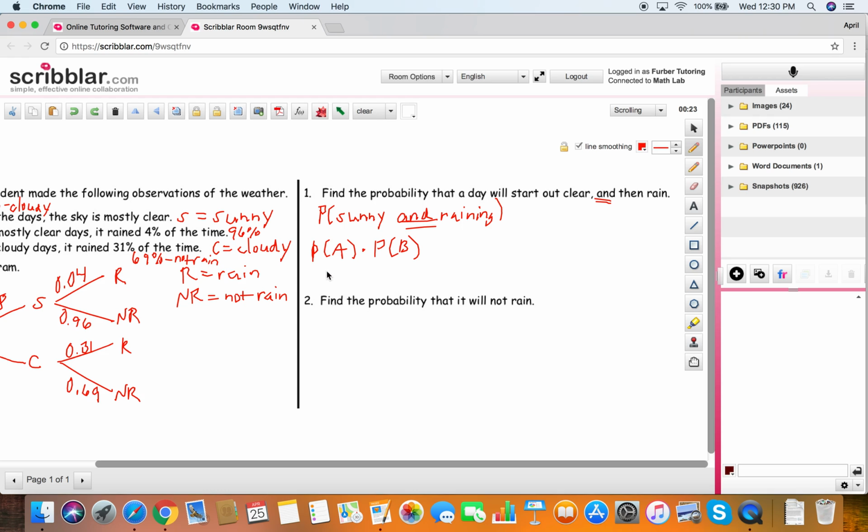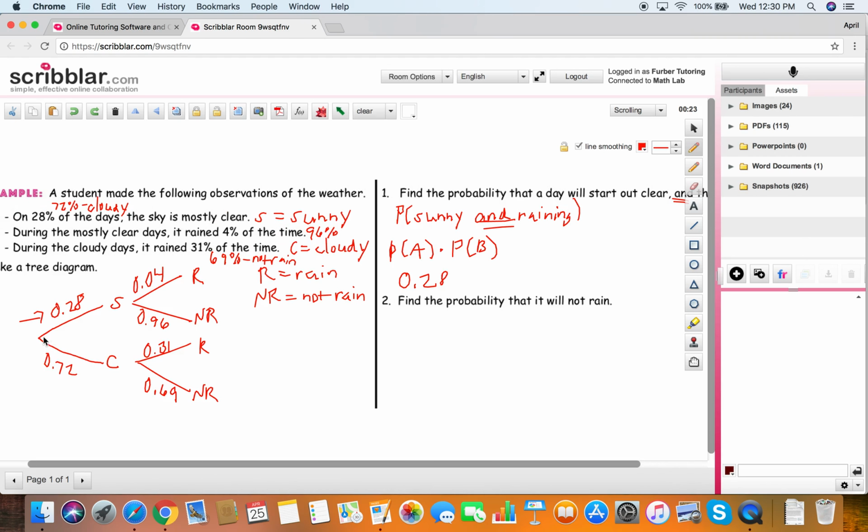So the probability of it being sunny is 0.28. That's what we have right here on this line here that goes from the beginning to where it says sunny. And then the probability of raining on that day is this line here. On a sunny day, it rains. That's 0.04.